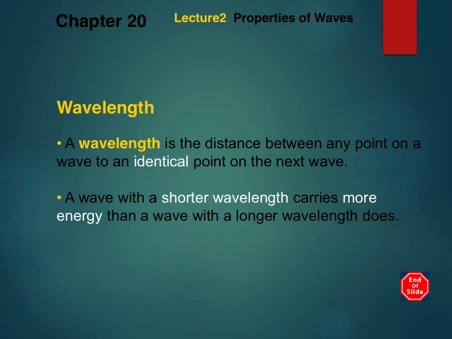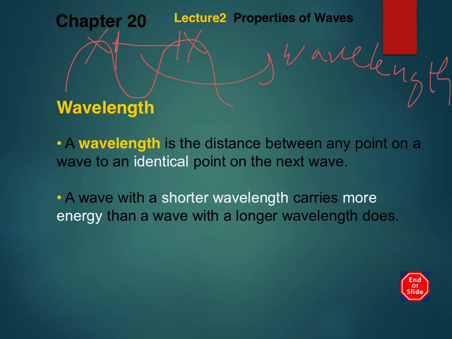Wavelength is the distance between any point on a wave to an identical point on the next wave. So it's the distance between the two waves. So distance between here and the distance between here. That distance is called the wavelength here. Okay?